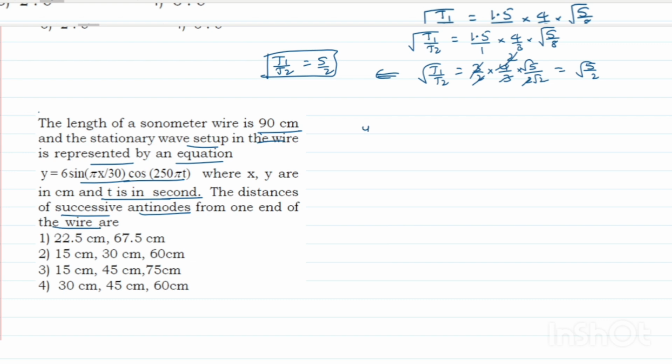So here the equation, students: the equation of the stationary wave is given as 6 into sin pi x by 30 into cos 250 pi t. With this, the general equation of the stationary wave is 2a sin kx into cos omega t, and instead of k, here it will be pi x by 30.